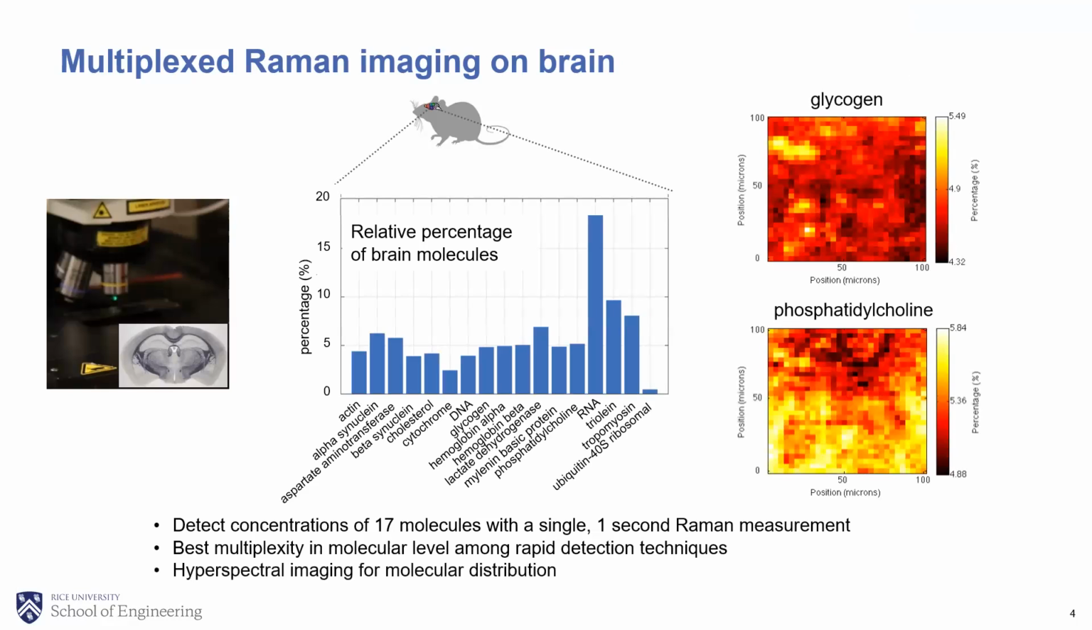Over here, we can see if we just perform a 1 second Raman measurement on the mouse brain slice, we can identify the relative concentration of 17 molecules in the mouse brain slice. As far as we know, this is the best multiplexity at the molecular level among rapid detection techniques. In addition, if we perform hyperspectral Raman imaging, we can obtain a high resolution image of the distribution of each of these 17 molecules. Here I'm showing 2 examples of the molecules. By studying the correlation between the distributions of these molecules, it can provide important information for brain study. Next slide.